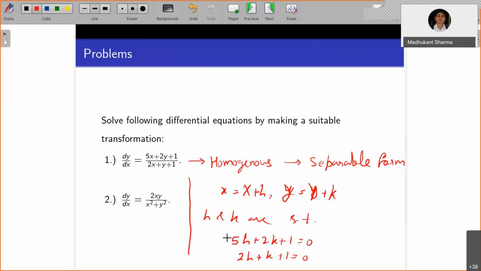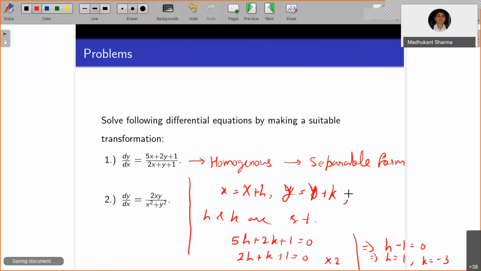Now you solve these two equations. Multiply the second equation by 2, and then subtract, to get the value of h. So 5h minus 4h is h, and 1 minus 2 is minus 1, so h equals 1. What will be k? k equals minus 3, since 2 plus 1 is 3. This should satisfy the other equation as well: 5 minus 6 plus 1 is 0, right? So h equals 1 and k equals minus 3.